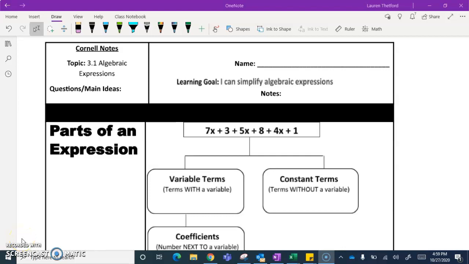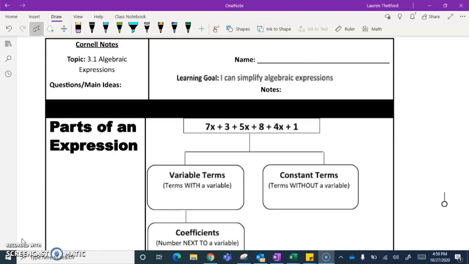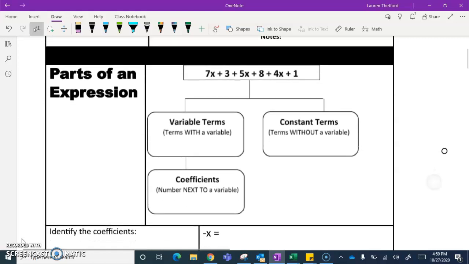So we are starting chapter 3. 3.1 is algebraic expressions, and our learning goal: I can simplify algebraic expressions. So our warm-up today is to figure out the parts of an expression.